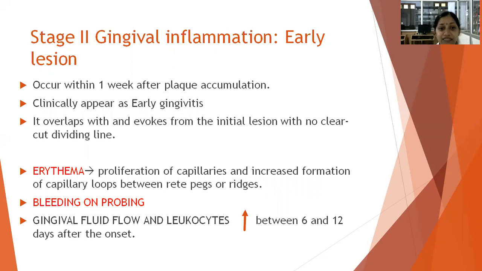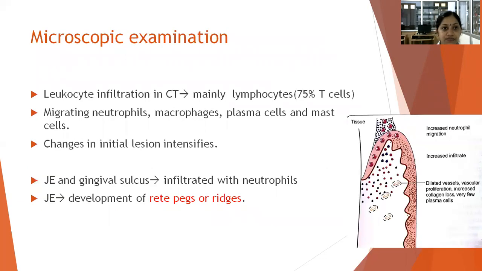Where are these capillaries found? We can see them in the connective tissue of the gingiva, and the rete pegs are part of the epithelium of the gingiva. Now, the main feature of this early lesion is the appearance of bleeding on probing, and the gingival fluid and the leukocytes increase between 6 and 12 days after the onset.